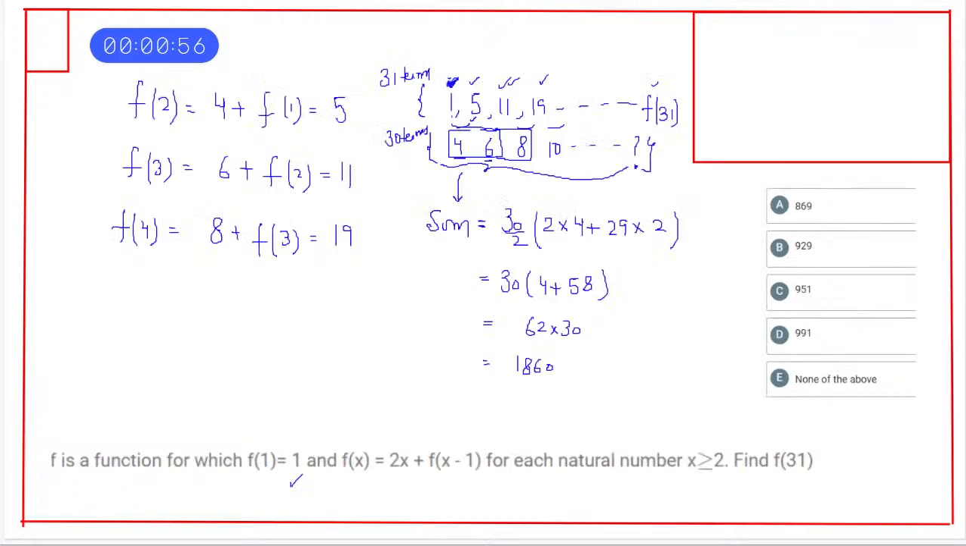Let me check. 30 times 2, it is n by 2. This is correct. A plus B, I cancel out 2. This would be 29. 33 and 990. So 1 plus 990, 991.